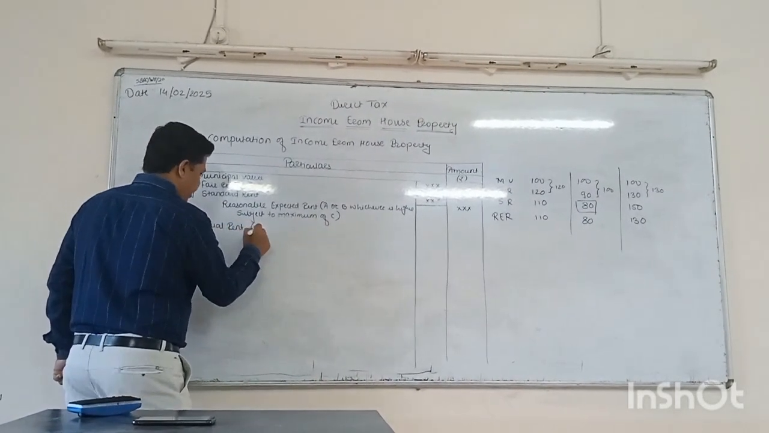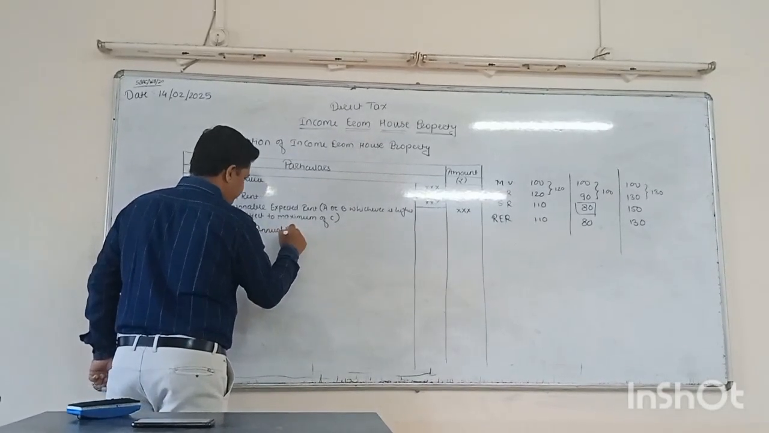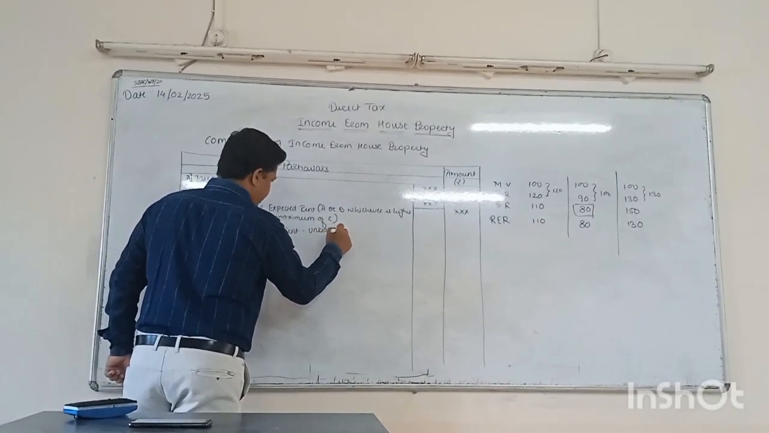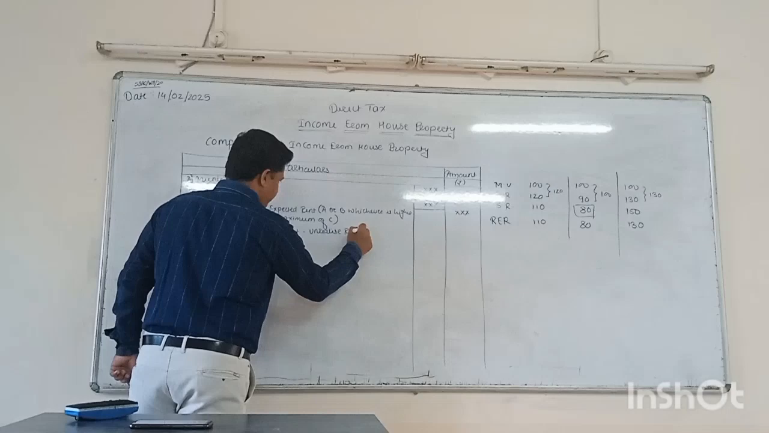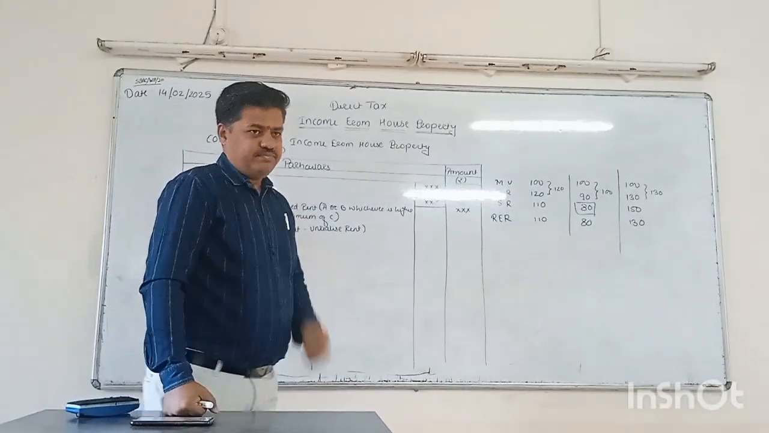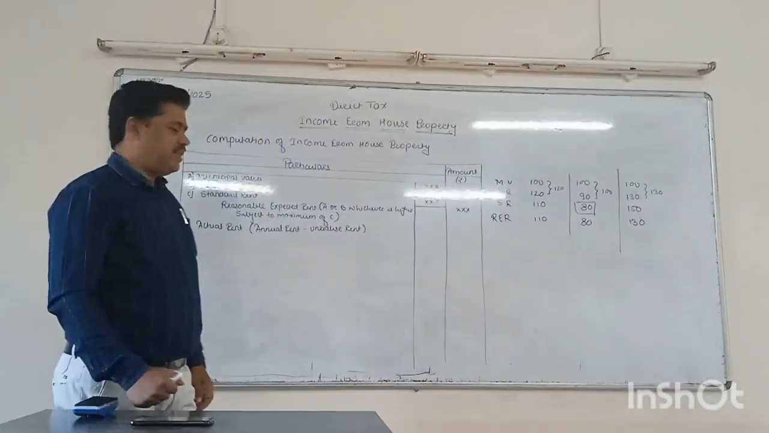Actual rent. Actual rent means what? Annual rent minus unrealized rent is the actual rent. Actual rent means actual rent received by that person, or by the assessee.